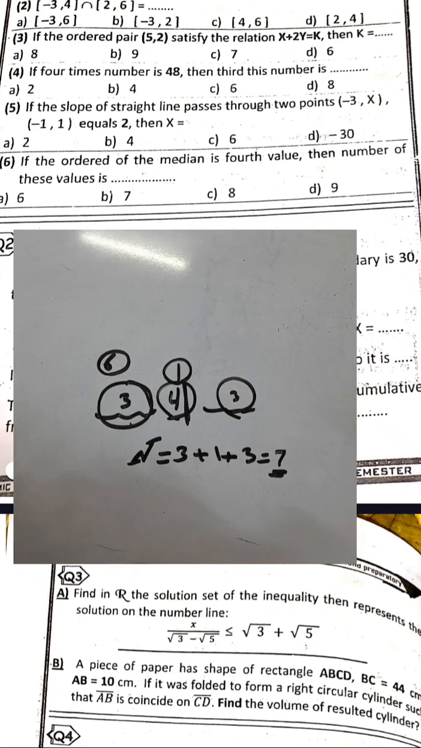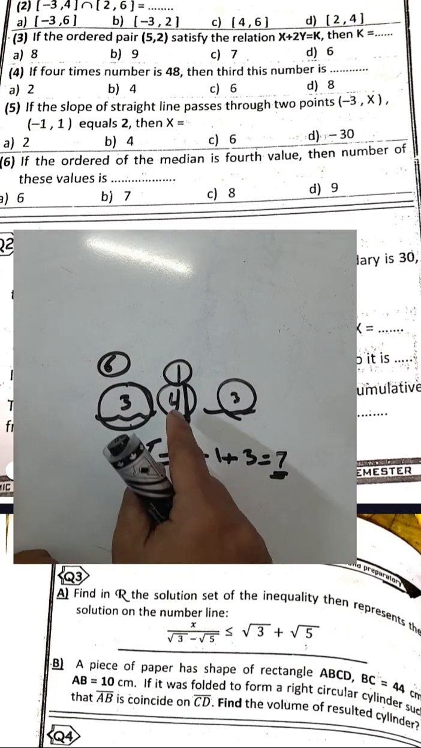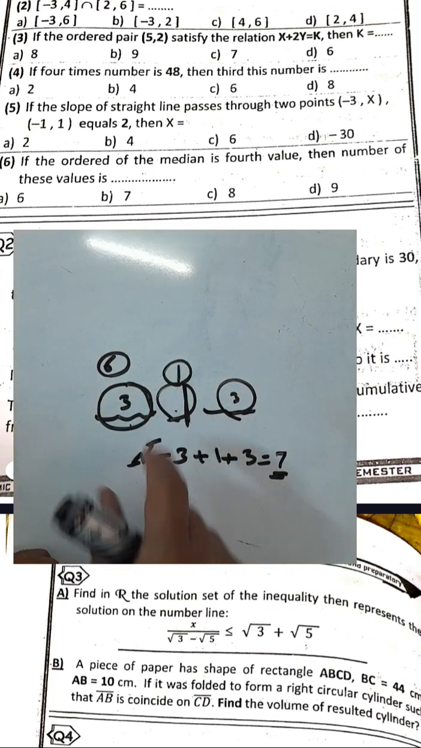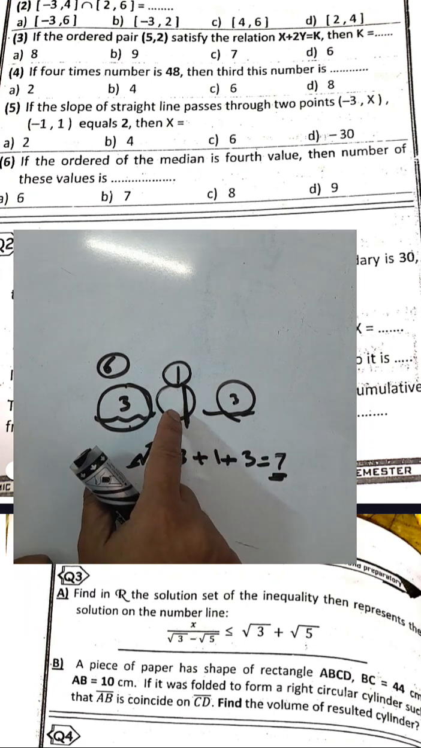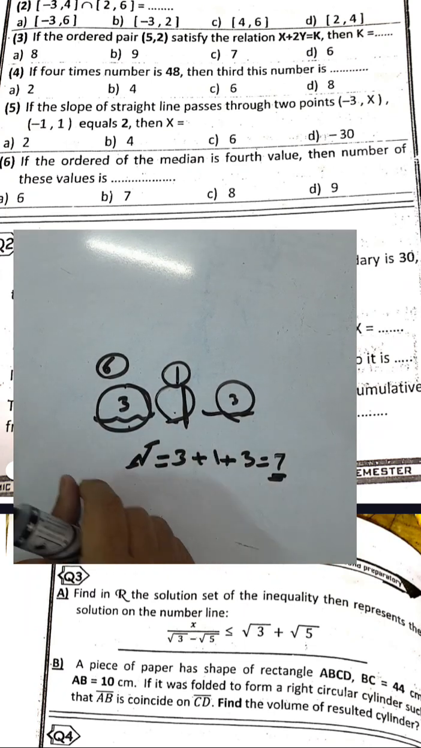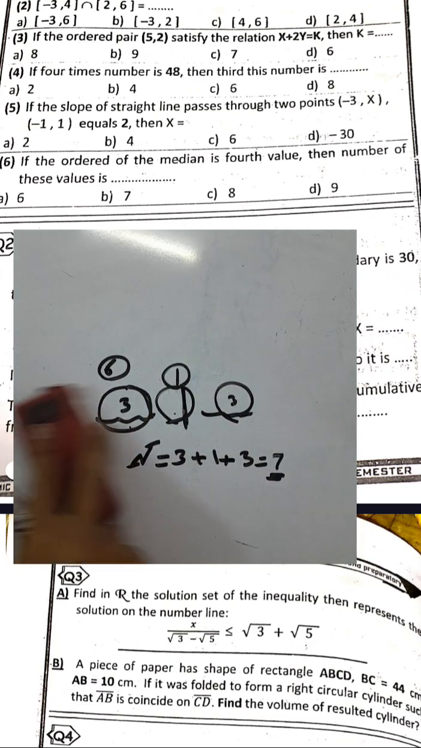Again, if the order of the median is 4, the fourth is the median, so the fourth lies between three numbers and three numbers. Then the count of them is 3 plus 3 equals 6, plus 1 equals 7. Then we have 7 numbers here.